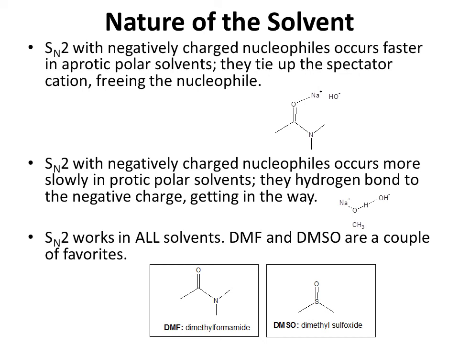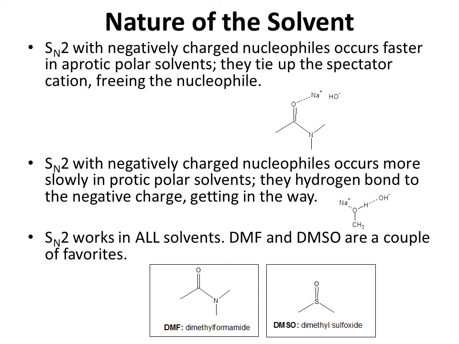Now, I want to make sure you understand that SN2 works in all the solvents. In some solvents, such as protic polar solvents, negatively charged nucleophiles are slower. In aprotic polar solvents, they're faster. There are no solvents, as long as it's a solvent, which is going to make the SN2 reaction not work. Okay, SN2 works in all solvents.